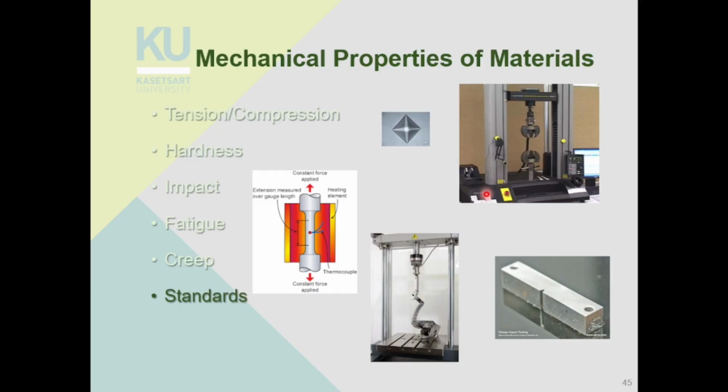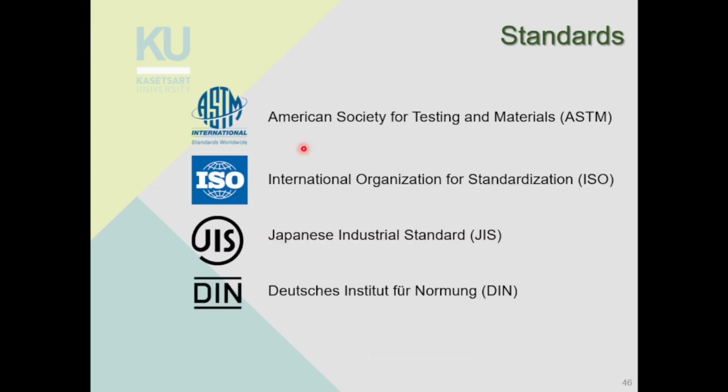Okay, so next we look at standards. So for mechanical properties, there are different standards that we can use, like ASTM, ISO, JIS, DIN. Right? ASTM is the American Society for Testing Materials. So this is the American standard. ISO is the international standard. JIS is the Japanese Industrial Standard, and DIN is the German national standard, Deutsche Institut für Normen.